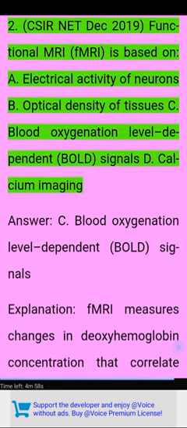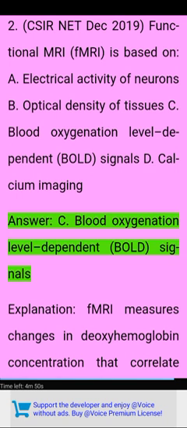2. CSIR NET December 2019. Functional MRI (fMRI) is based on: A. electrical activity of neurons, B. optical density of tissue, C. blood oxygenation level dependent (BOLD) signals, D. calcium imaging. Answer. C. Blood oxygenation level dependent (BOLD) signals.